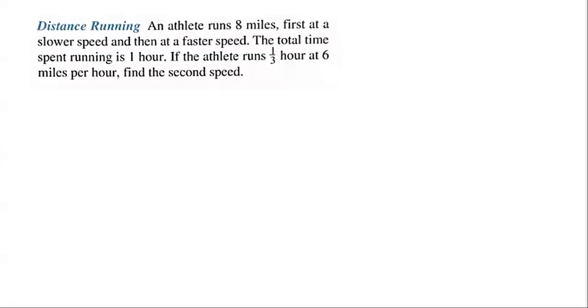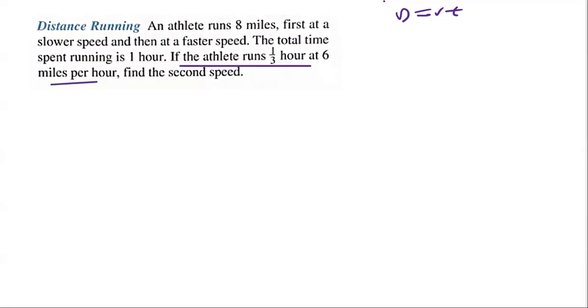All right, it says here an athlete runs 8 miles, first at a slower speed and then a faster speed. The total time spending running is 1 hour. If the athlete runs 1/3 hour at 6 miles per hour, find the second speed. All right, so again, we have distance equals rate times time. We're going to use this. So the first part of this, right, it says if the athlete runs 1/3 hour at 6 miles per hour, right?